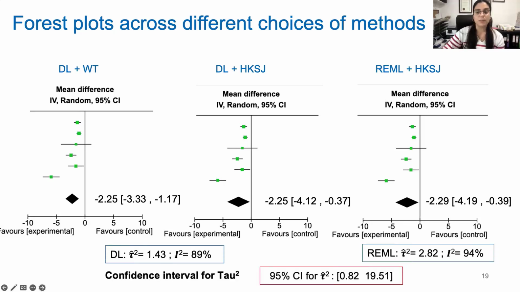So the DerSimonian and Laird, as we said earlier, estimated tau square as 1.43, but then the restricted maximum likelihood estimated tau square as 2.82. And this is also, as you can see, reflected in these I-square values. But as we said earlier, this confidence interval for the tau square remains the same. And we can see that it is actually quite large, ranging from 0.82 to 19.51.